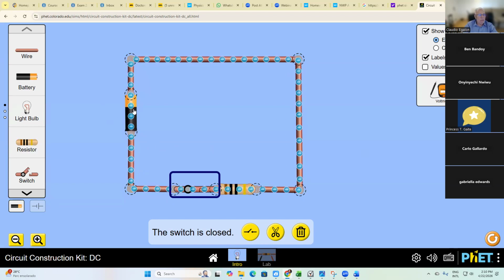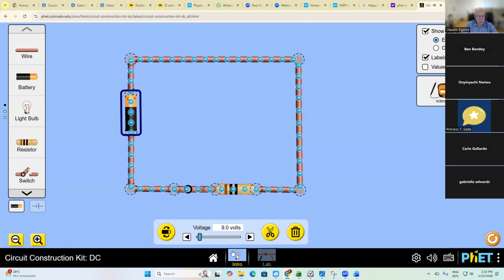And if I increase the voltage of this battery, right now it's 9 volts, what's going to happen to the electrons? They're going to move faster. The current increases. What does it mean the current increases? When the current increases, the electrons move faster. So you can play with that.